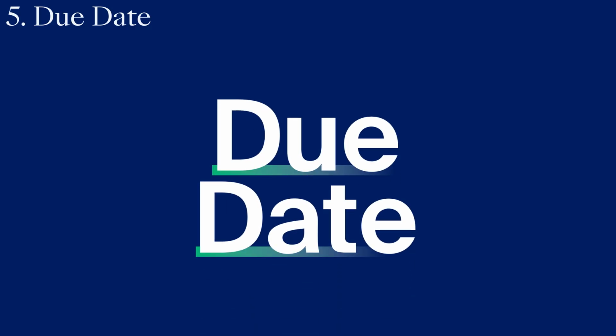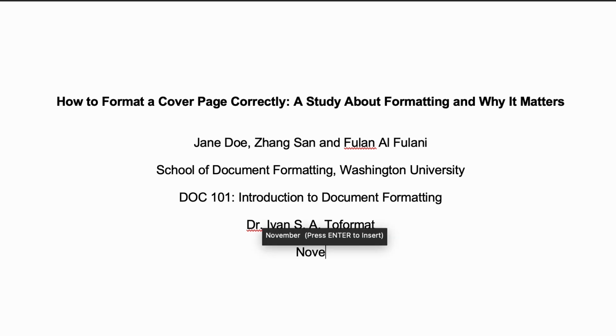Due date. On the next line, add the date that the paper is due using your local date format, also centered. For US viewers, this will be month, date, year, and for pretty much everywhere else, it will be date, month, year.